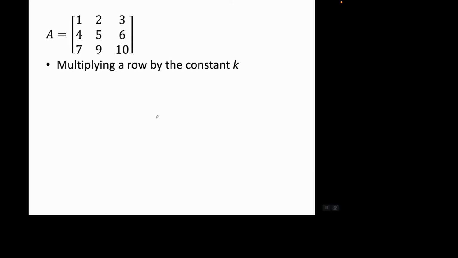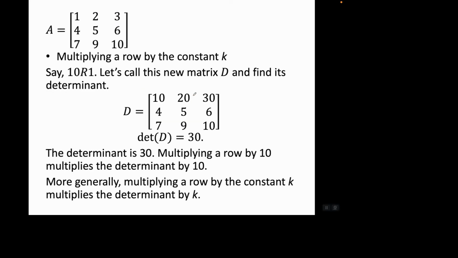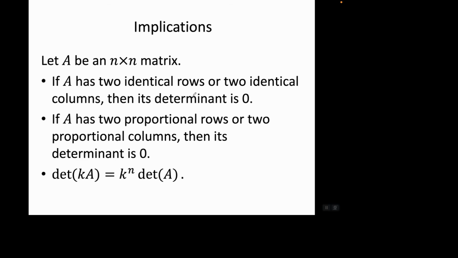Multiplying a row by the constant k. Say we multiply row 1 by 10. Let's call this new matrix D and find its determinant. So instead of having 1, 2, 3, we've got 10, 20, 30. The determinant of D is, oh, the determinant's 30. Multiplying a row by 10 multiplies the determinant by 10. More generally, multiplying a row by the constant k multiplies the determinant by k.